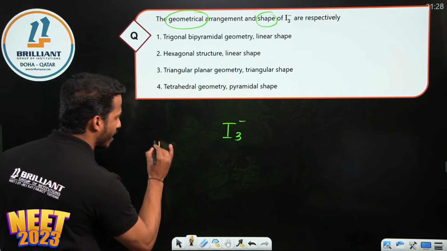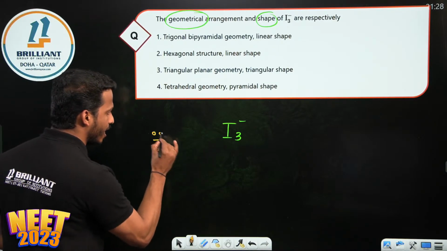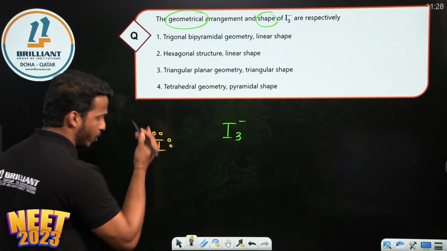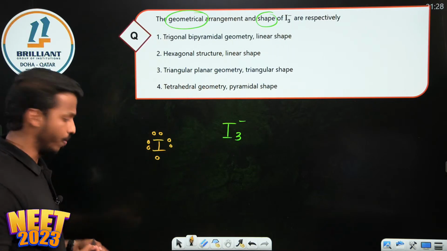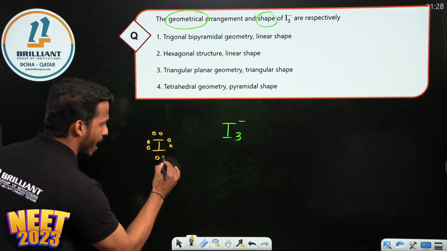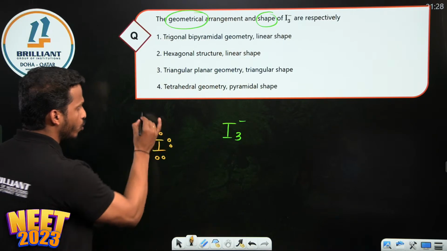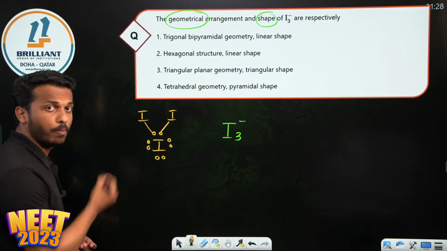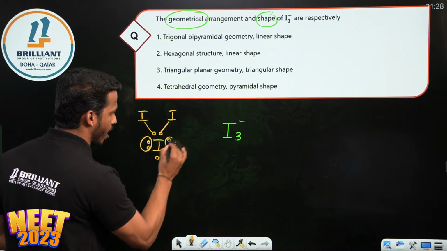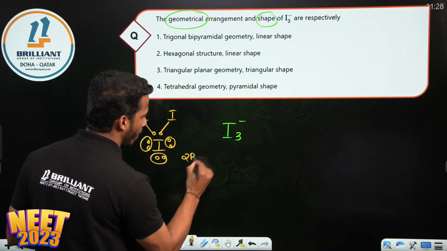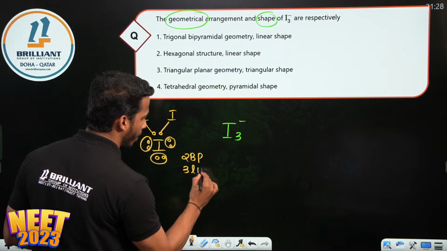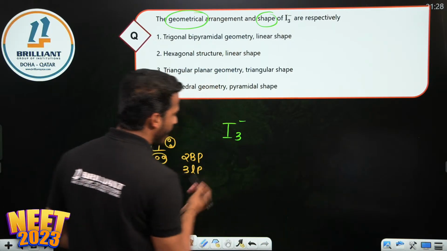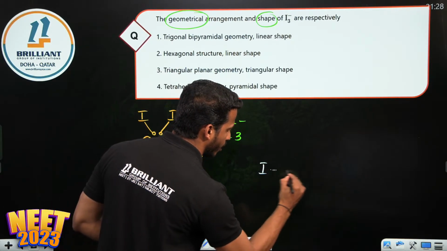Dear all, which is the central atom? Iodine. Iodine is a halogen. It has 7 valence electrons. Minus indicates it adds 1 more electron. Now 2 iodines are surrounding it. Each iodine requires 1 electron to complete its octet. You can see there are a total of 2 bond pairs and 3 lone pairs. 2 bond pairs, 3 lone pairs means we can draw it in this way.